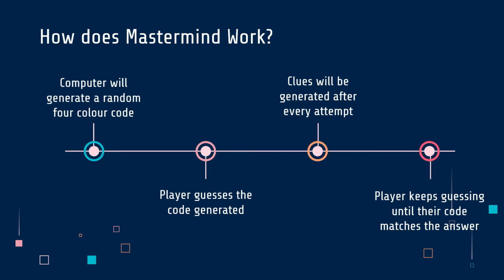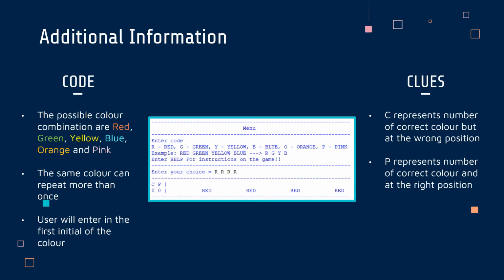So firstly, the computer will generate a random 4-color code, and then the player would have to try and guess the 4-color code generated. After every attempt made, the player will also be given a clue to help in making their next guess. I will explain more in detail as to how the clues work in the next slide. Thus, the objective of the game for the player is to guess the correct color code in as few tries as possible. Moving on, here is some additional information on the game.